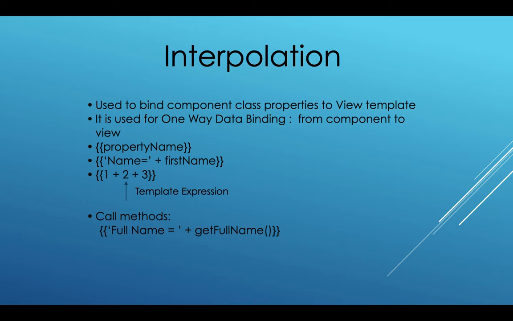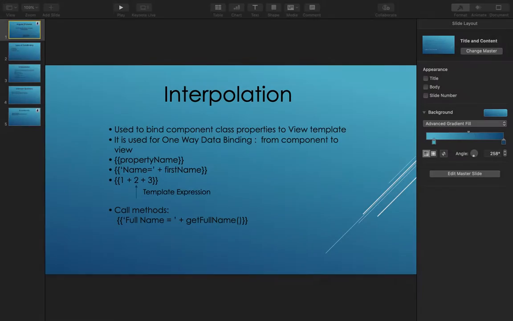So what is interpolation? Interpolation is used to bind component class properties to the view template. First we are going to create a class property in our component class, and then we are going to bind it to the view template. So basically it flows your data in only one direction, which is from component class to view template, right? And how are we going to use interpolation? The simple process is to use double curly braces, as you can see over here, and inside that we bind the particular property. Let's see it in action.